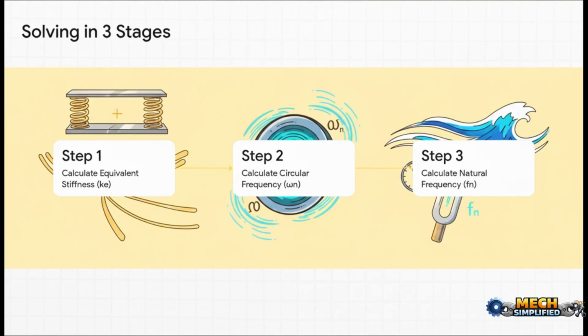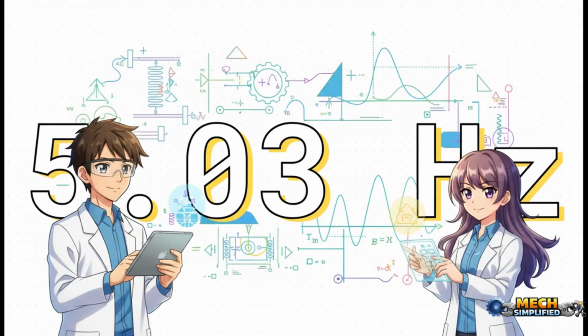We can knock this out in 3 clean stages. First, since the springs are all working together in parallel, we just add up their individual stiffness values to get one total or equivalent stiffness. Next, we plug that total stiffness into our formula for circular frequency. And finally, we do a quick conversion to get the natural frequency in hertz. So, we run the numbers, add up the stiffness to get 5,000, divide that by the 5 kilogram mass, take the square root, and then divide by 2 pi. And there it is. The system will vibrate back and forth 5.03 times every single second. A clear, precise prediction, all thanks to our equilibrium method.